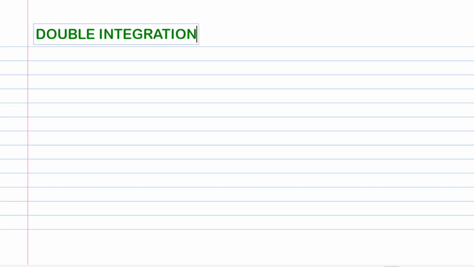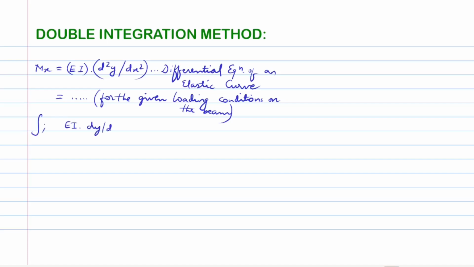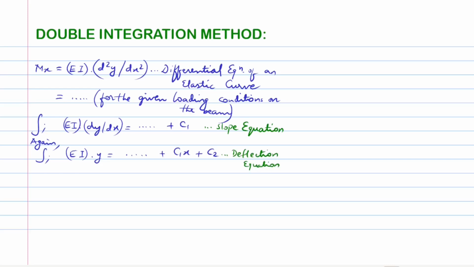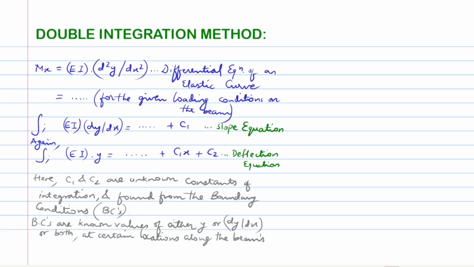Let's now understand in brief the double integration method for finding beam slopes and deflections. From the differential equation of an elastic curve, M at a section at a distance x from the reference equals EI d²y/dx². We integrate it twice to get the equations for slope and deflection with 1 and 2 constants of integration respectively for slope and deflection. The two constants of integration are found out by inserting two boundary conditions, either from known values of slope and/or deflection at certain points along the beam length, especially at the supports.